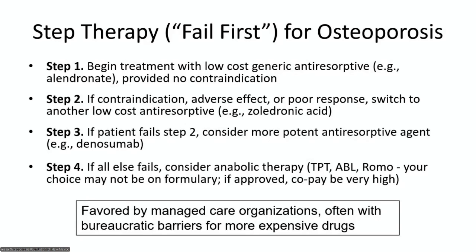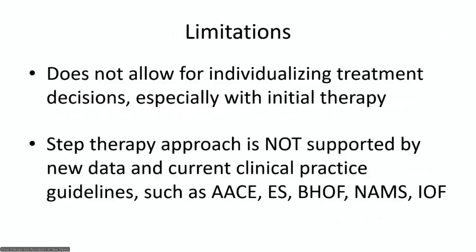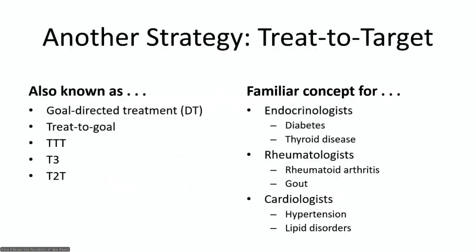But there are tremendous hurdles for doing this. It may not be in the formulary. If it's approved, the copay may be high. So for these reasons, we and our office staff have to spend a lot of time on prior authorizations and appeals, which is no fun for anybody. Some of the limitations of step therapy are that it does not allow for individualizing treatment decisions, especially with initial therapy. And step therapy is not supported by new data and clinical practice guidelines that we're now using.